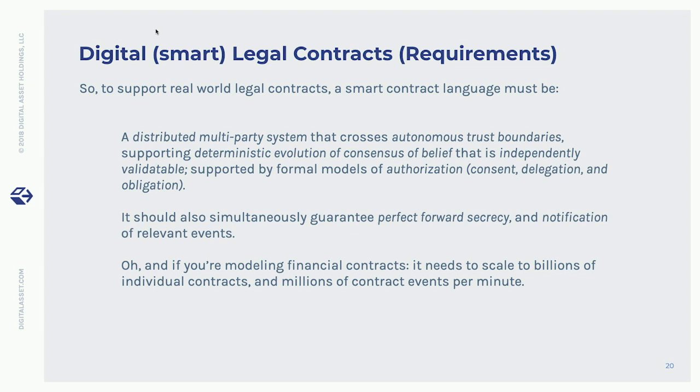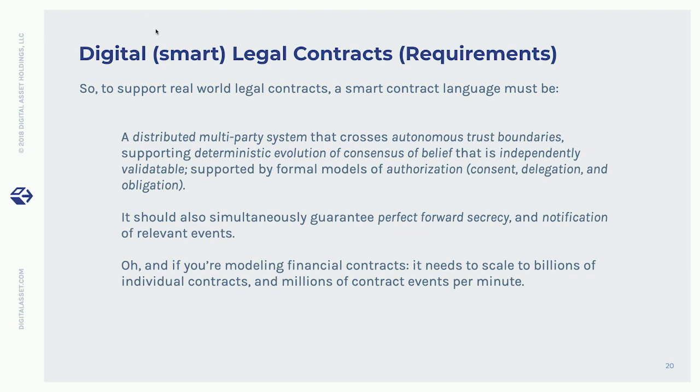It needs to cross autonomous trust boundaries. It needs to support deterministic evolution of a consensus of belief. That evolution needs to be independently verifiable or validatable. It needs to be supported by formal models of consent, delegation, and obligation. We need to do all of that while guaranteeing privacy and guaranteeing notification.